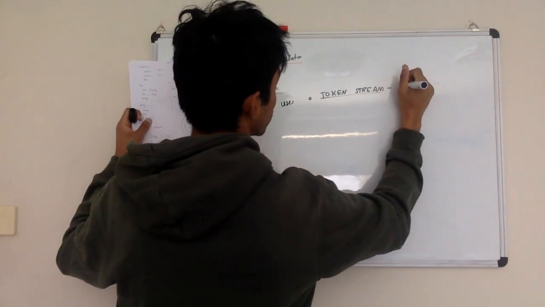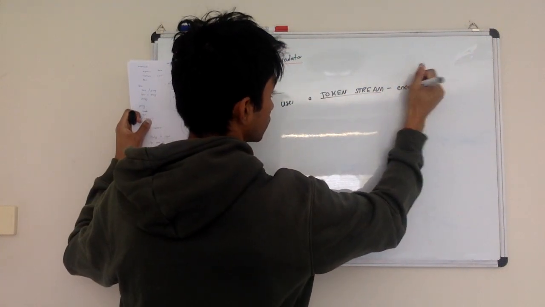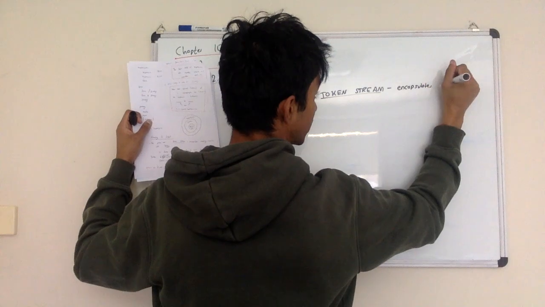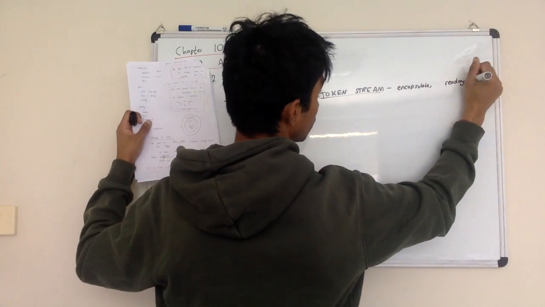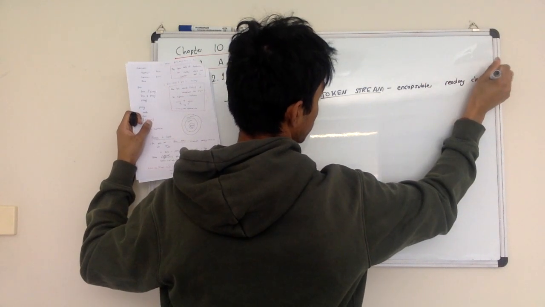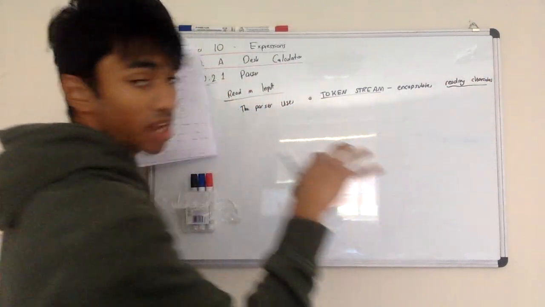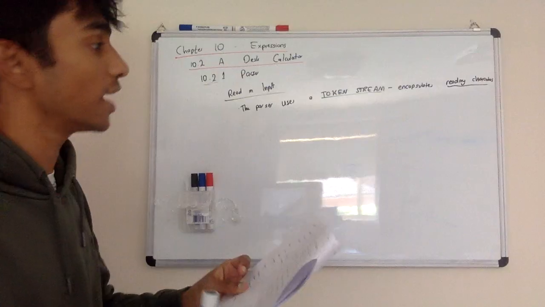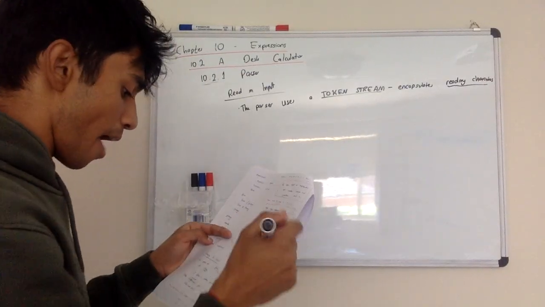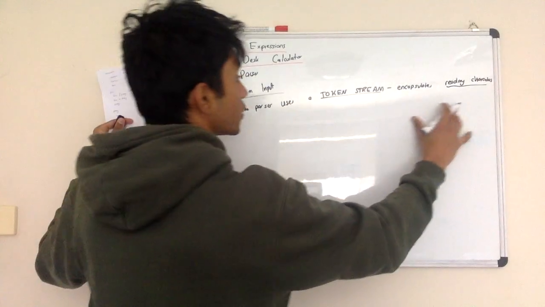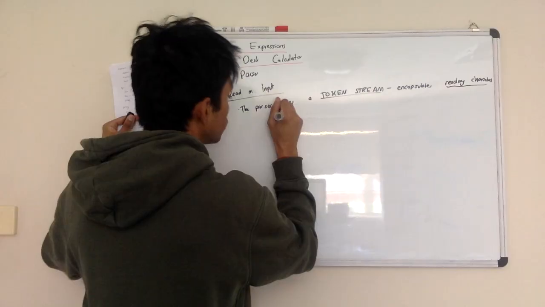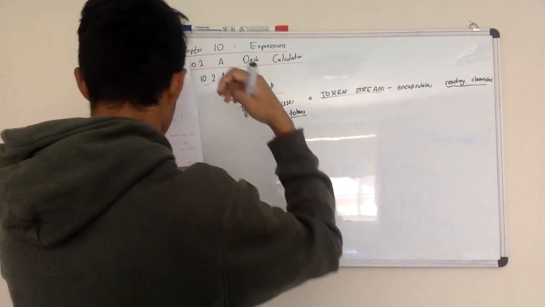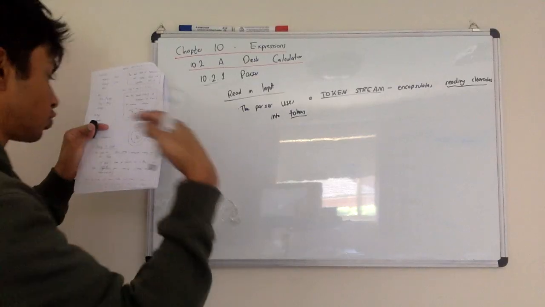So essentially, a token stream encapsulates reading characters. The function of reading characters is done under the hood by a token stream. So it encapsulates reading characters into tokens. Okay? So a stream of characters is turned into tokens.